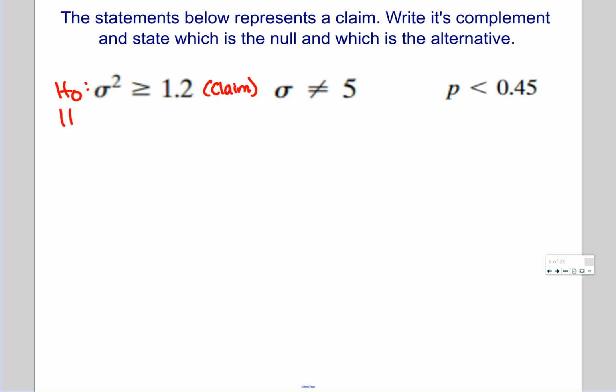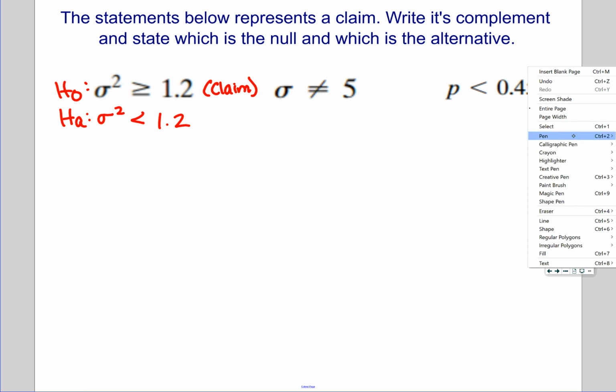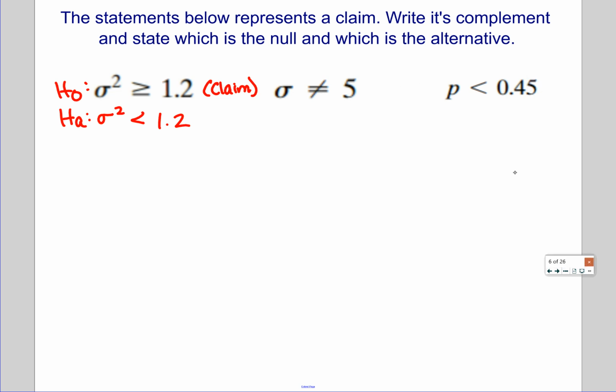The alternative hypothesis is the complement of this. It's still a claim about the variance, so we still use that same variable. But what's the complement or the opposite of being greater than or equal to? The other one. Points the other way. Is it going to be equal to or no? No. We're just going to use less than 1.2. And that's it. The next one is a statement being made about standard deviation, since it's not squared.